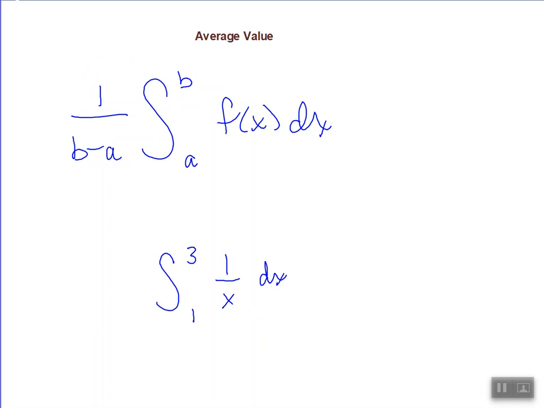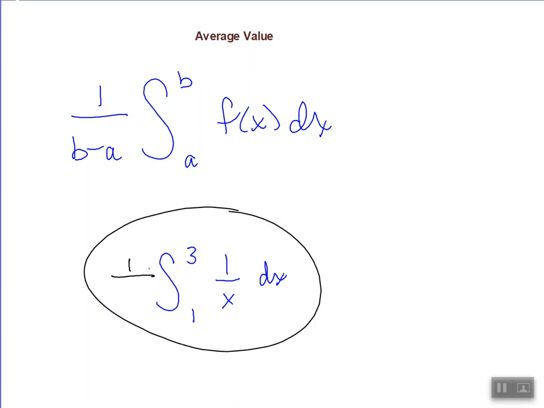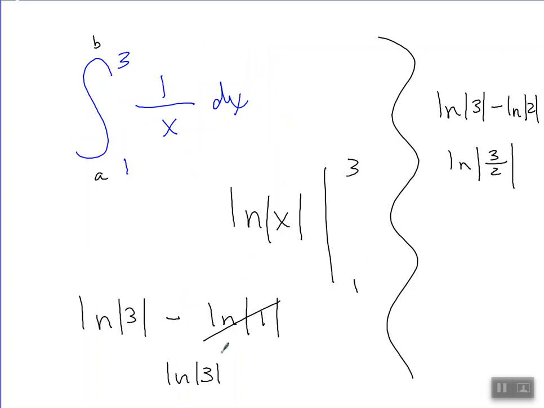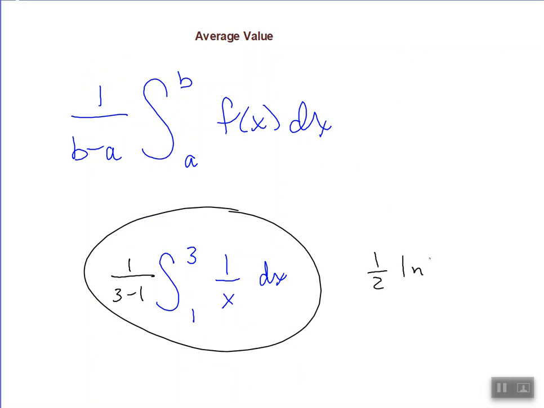I do quickly want to talk about if you see average value with basic integration. All that means is you're going to integrate it the way you normally do, but you have to multiply it by 1 over b minus a on the outside. So if I were asked to find the average value of this problem, the only thing I'm going to do is do my b minus a. So that would be 1/2. We previously integrated this problem. It was ln of 3. So that would be my answer. If you see average value with integration, that's all it is. Just throw in that 1 over b minus a out front.